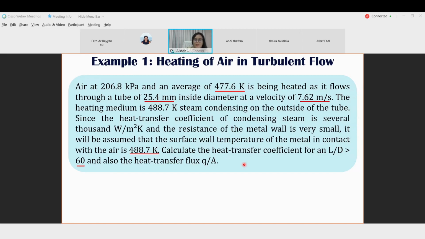So another thing that is important is that the length divided by the diameter is more than 60. Why is it important to know that the length divided by the diameter is more than 60? Can someone tell me? Unmute or maybe write in the Jamboard. Why does L over D more than 60 have to be stated? Does anyone remember?